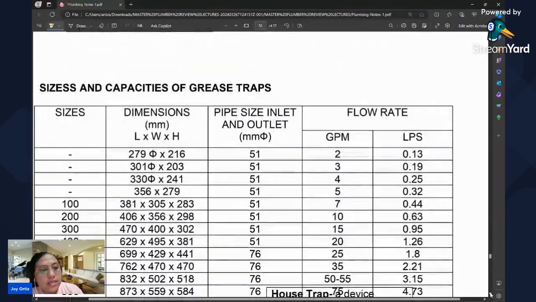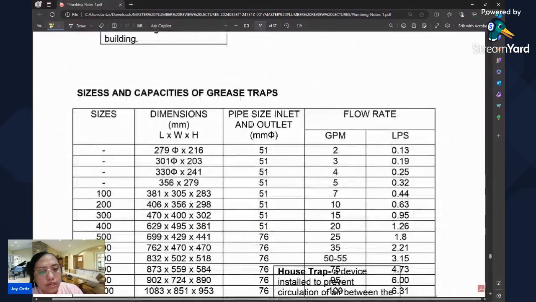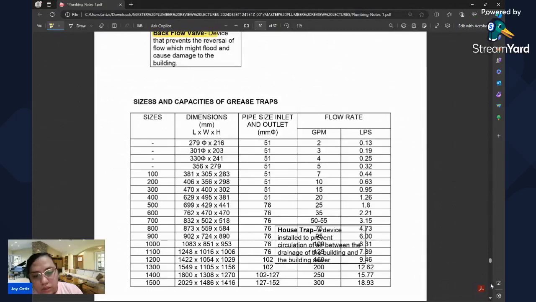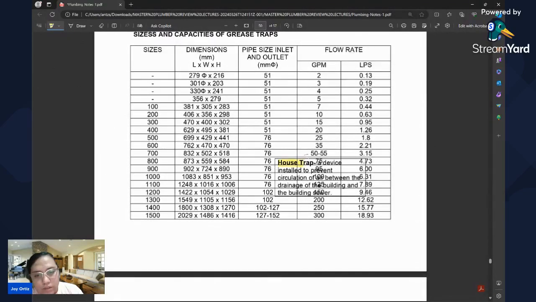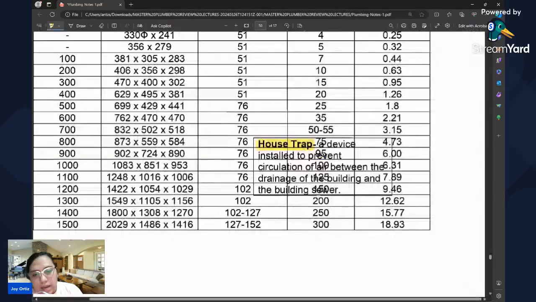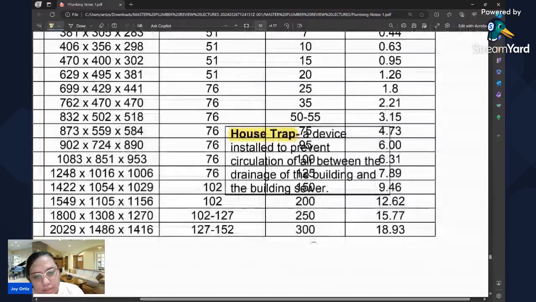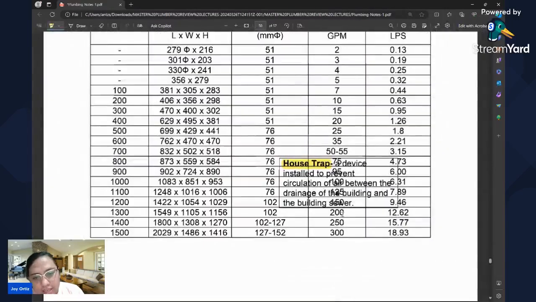So here's the sizes and capacities of the grease traps. Hindi ko na siya isa-isahin. Ito, nagkaroon dito, house trap. Ito yung kaninang dinidiscuss ko na hindi ko alam. So this is a device installed to prevent circulation of air between the drainage of the building and the sewer. Yun pala yung purpose po ng house trap.